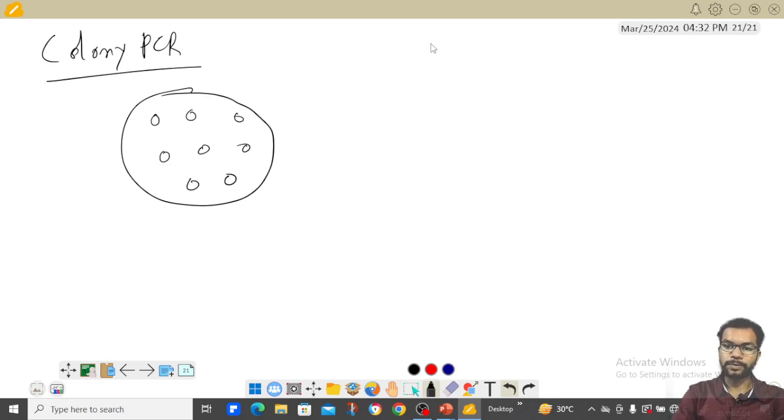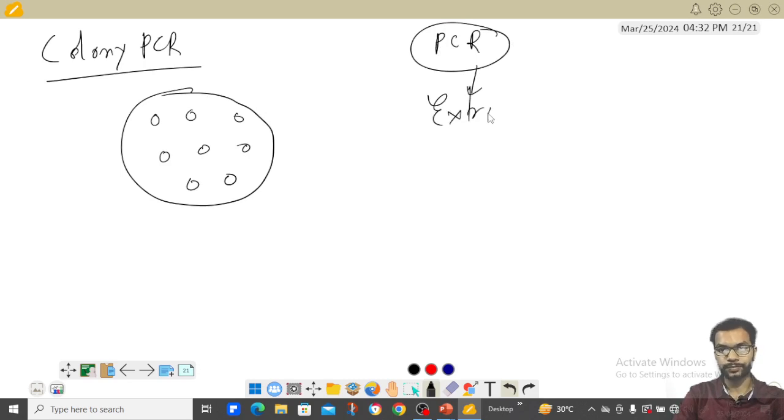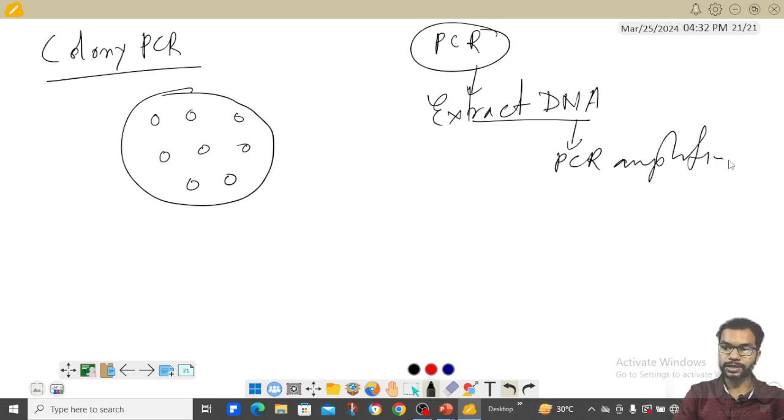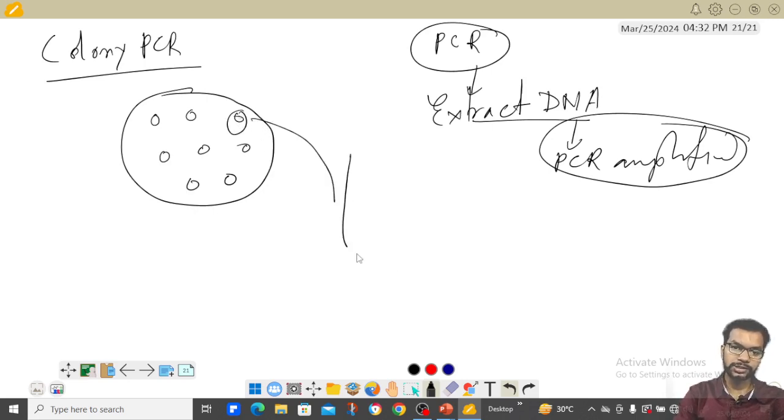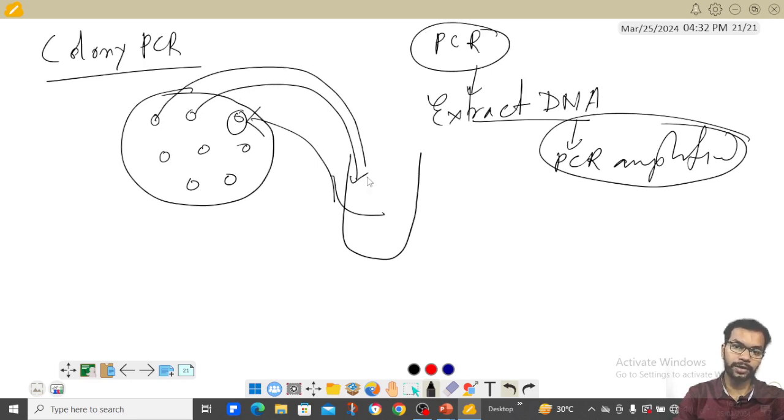In conventional PCR, first we need to extract the DNA. Then this extracted DNA is PCR amplified. But in colony PCR, by using a sterile pipette, we directly pick these colonies and transfer them into PCR tubes.